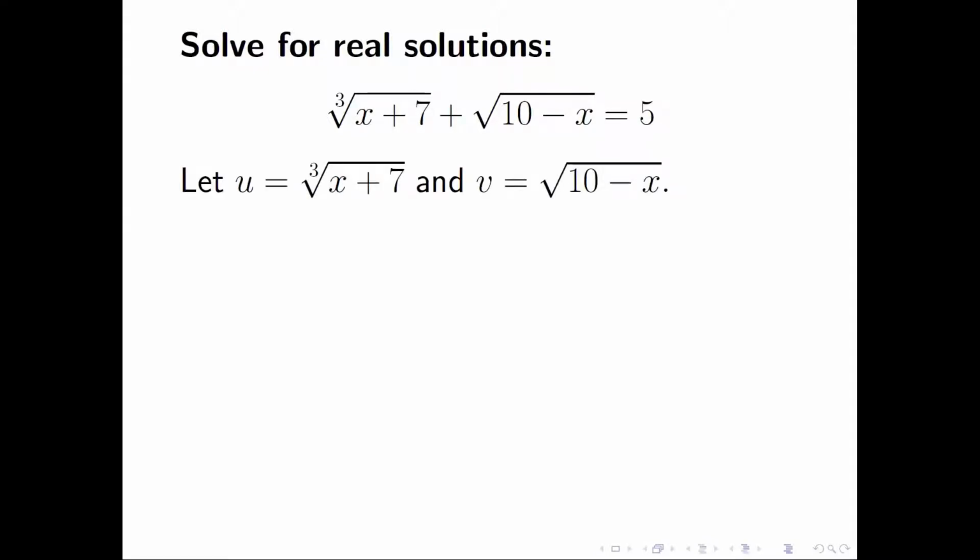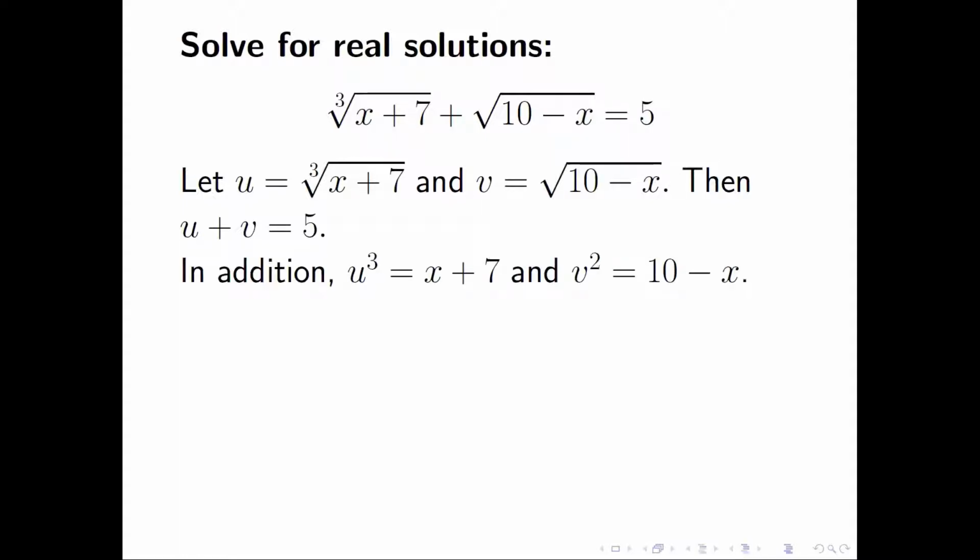Let u equal the cubic root and v the square root. Then immediately we have u plus v equals 5. This is the original equation. Additionally, u cubed equals x plus 7 and v squared is 10 minus x. Using these two equalities, we can eliminate x by adding them up: u cubed plus v squared equals 17.